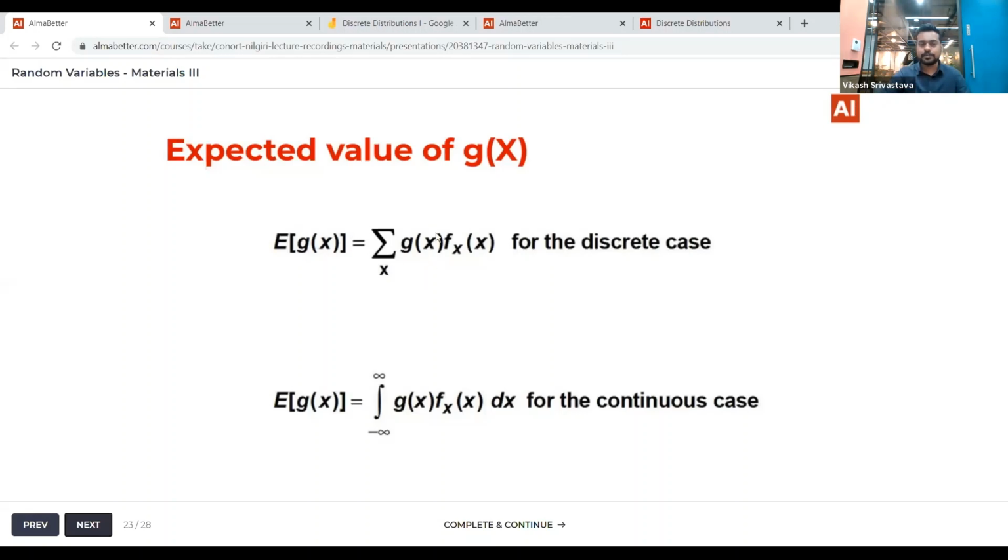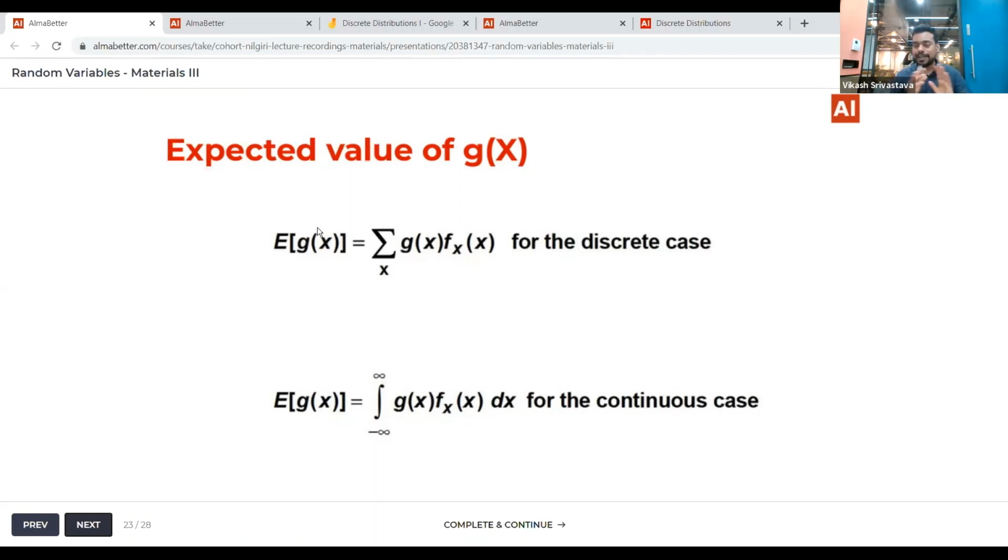So instead of x here, we'll have g(x), which is the function, multiplied by the probability distribution. In the case of discrete, we'll call it a probability mass function. In the case of continuous, we'll call it a probability density function. These are concepts we are already aware of. The only change here, as you saw in the last class, is that instead of x, we now have another function called g(x).